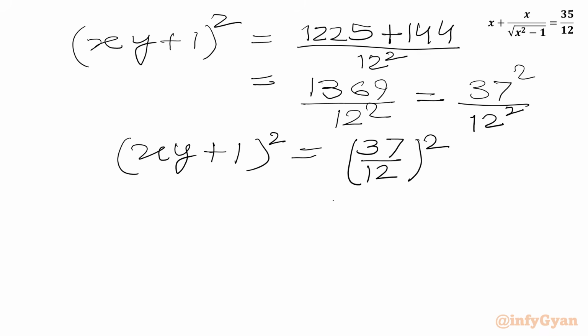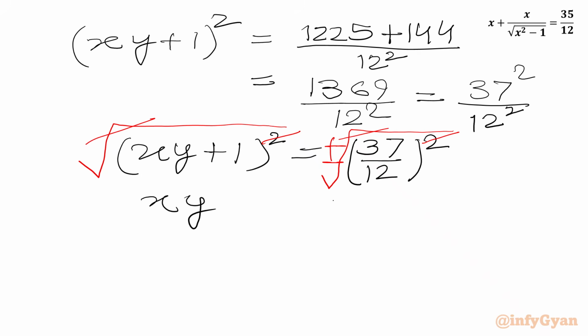Now we have to take a square root on both sides. So let us draw a square root symbol here with plus minus. We will cancel the square root with the square from both the sides. Now we will get xy plus 1 in LHS. In RHS, we will write plus minus 37 over 12.